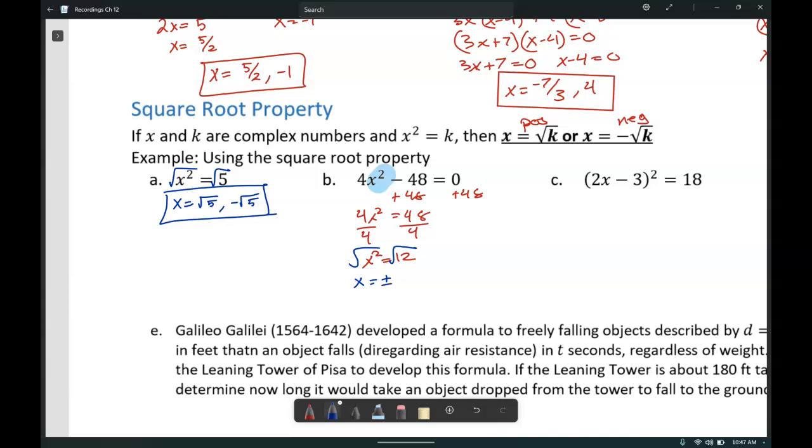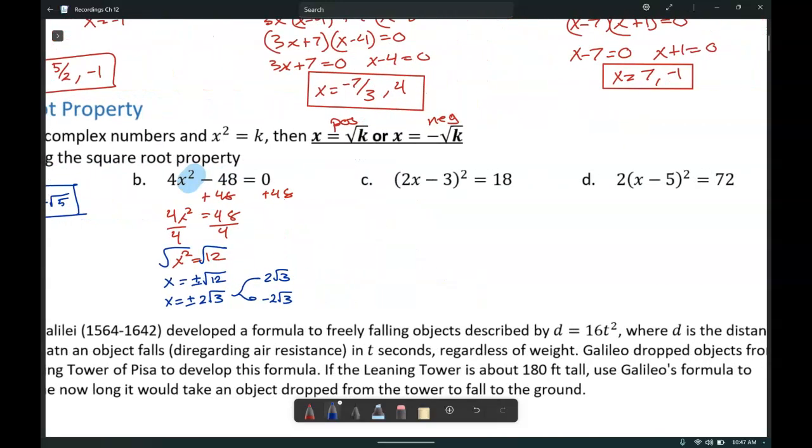x is a positive or a negative square root of 12, and we can simplify the square root of 12 as plus or minus 2 square root of 3. So again, we still have two solutions, 2 square root of 3 and negative 2 square root of 3. Here, the thing being squared is already isolated, so I can go ahead and take the square root of both sides. The square root of 18 simplifies to plus or minus 3 square root of 2.